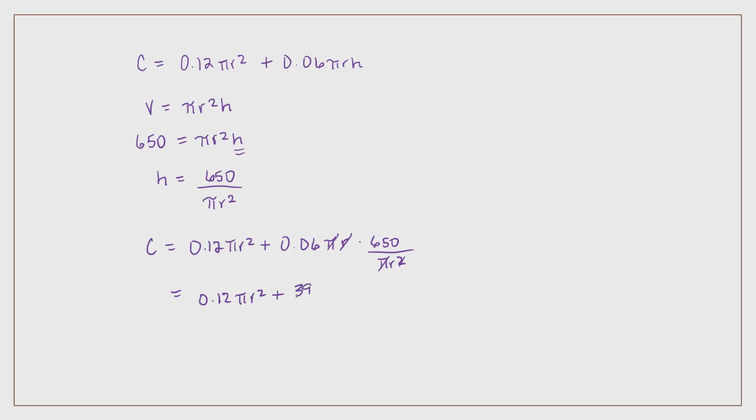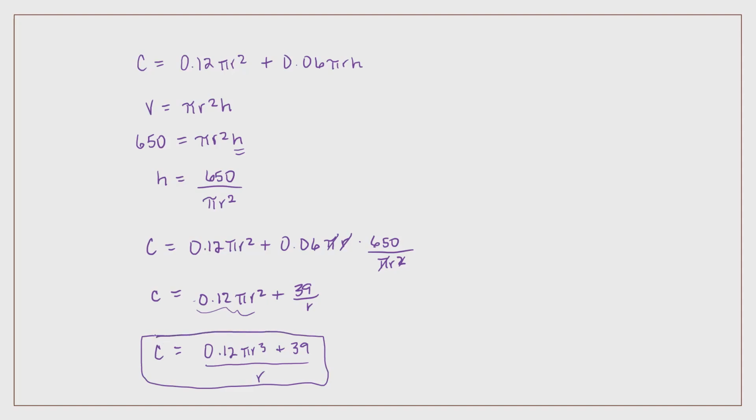equals 39 over r. Okay, so we would multiply this term by r in the numerator and denominator, which gives us a cost equation of 0.12 pi r cubed plus 39 divided by r. Okay, so this is going to be the cost of making our cans. Alrighty.